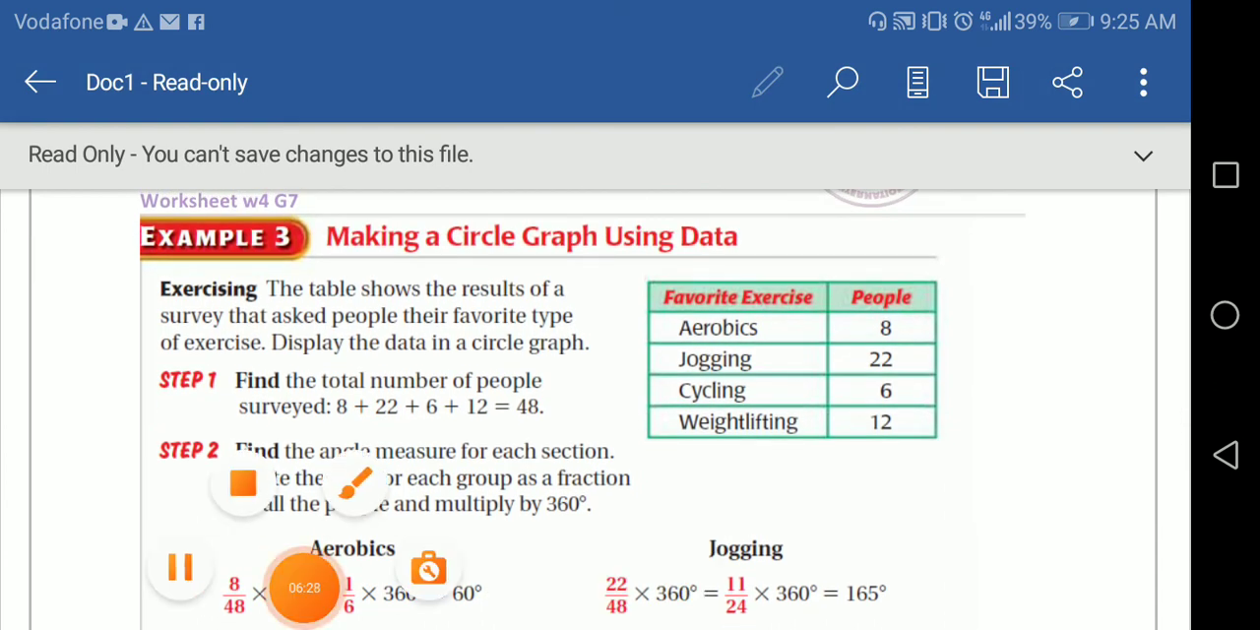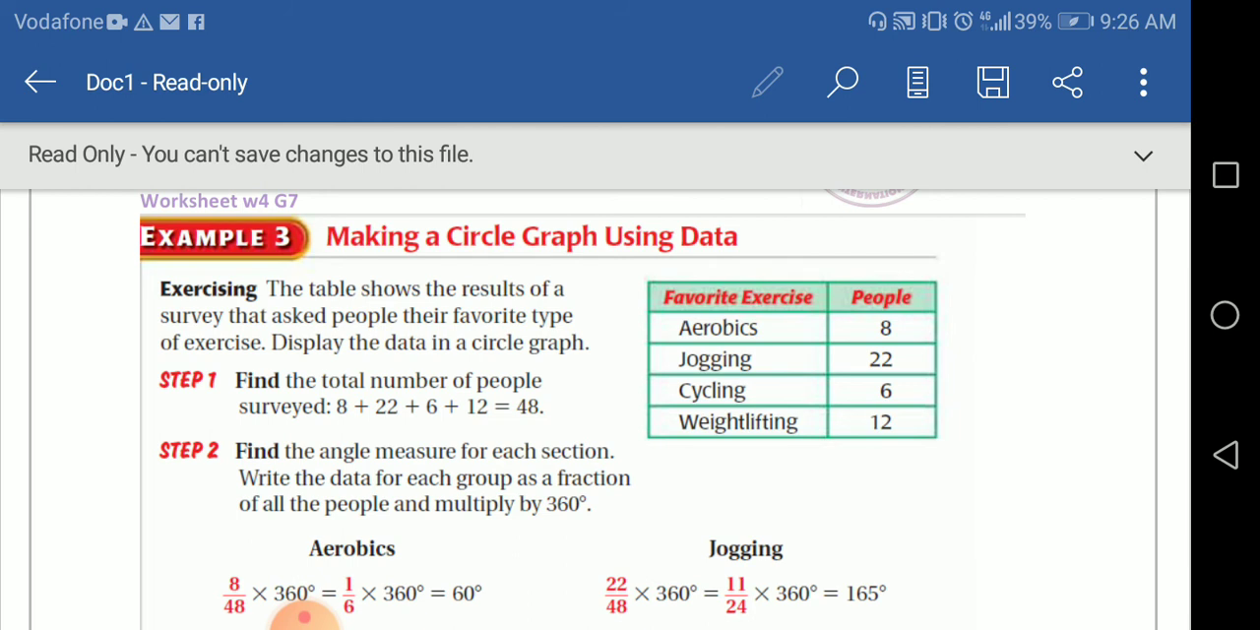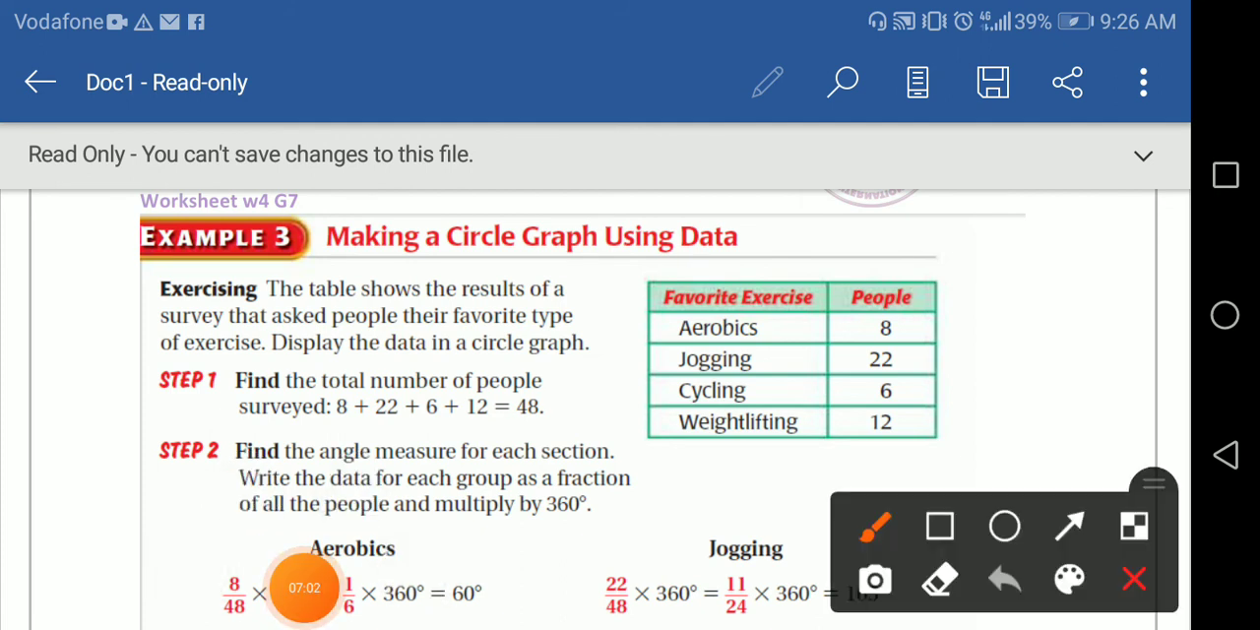We have another kind of example. The table shows the results of a survey that asked people their favorite type of exercise. The problem will come like this, guys, as a word problem, okay? Display the data in a circle graph. So I have aerobics 8, jogging 22, cycling 6, weight lifting 12. How can I find this? I will find the total number of people surveyed. So I will add all the given people. They are all 48. Find the angle measure of each section.